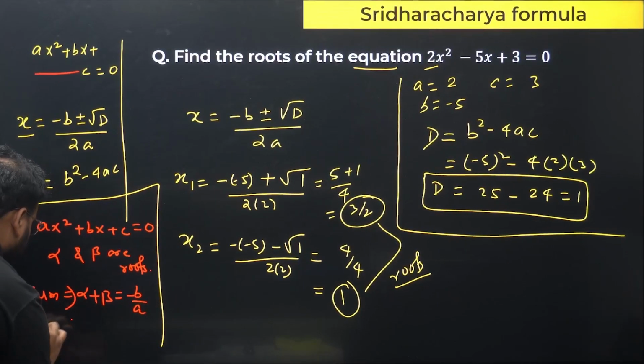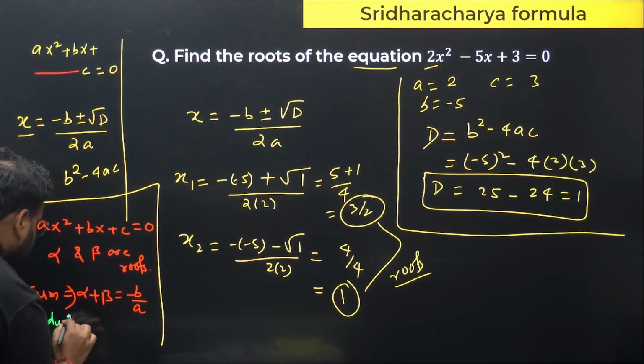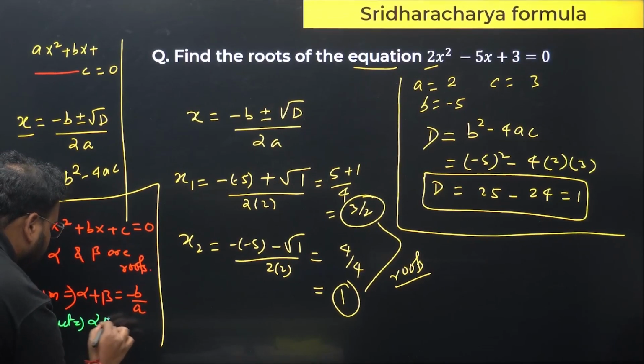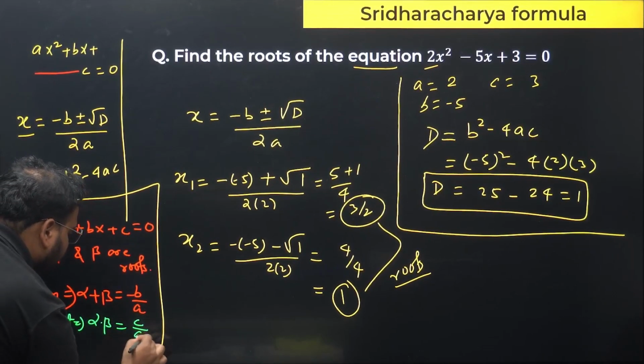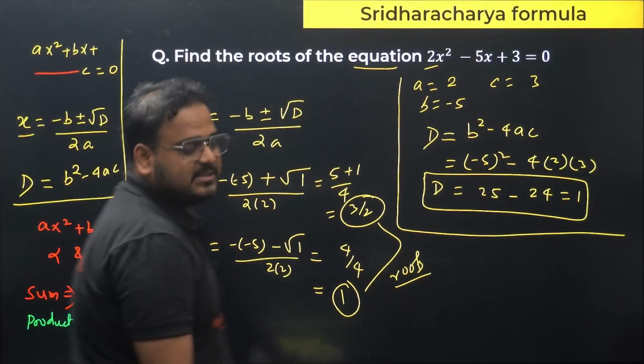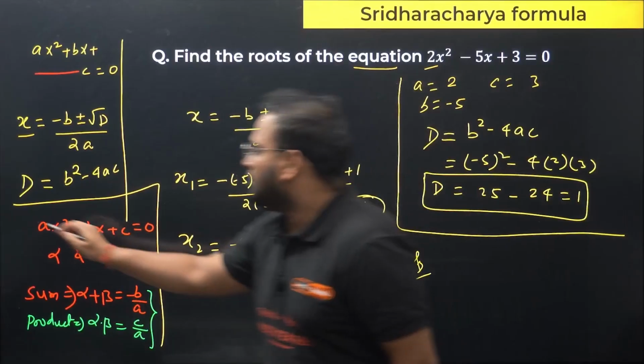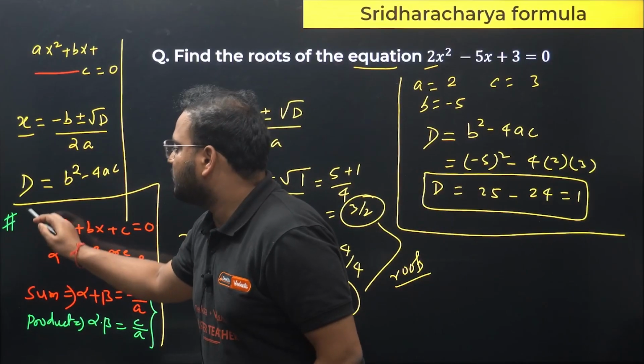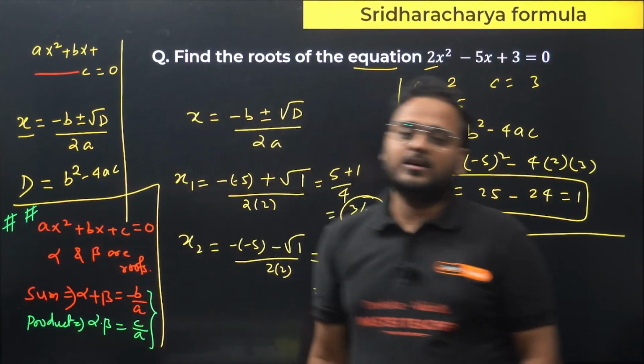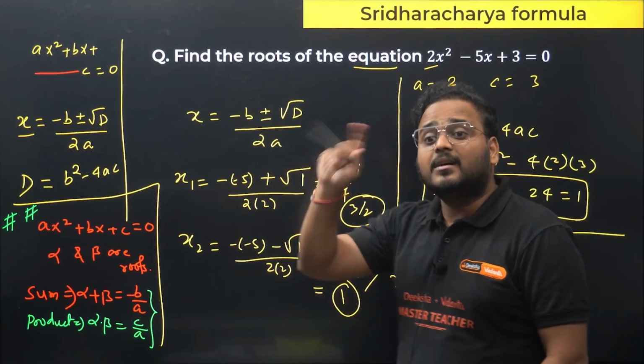whereas the product is given by alpha into beta, and again same c by a. I know you all have learned this in the polynomial part as well, but same repeats when you talk with respect to the quadratic equations as well. I wanted to give you a hint before starting and using this directly in the questions, okay?